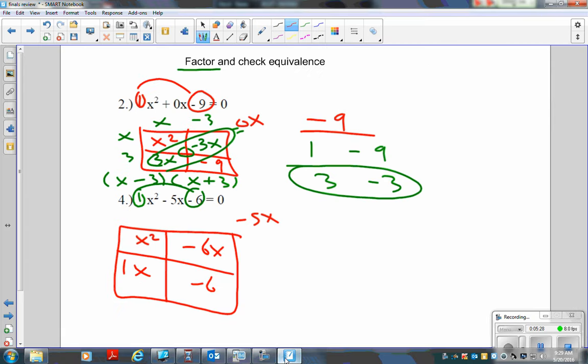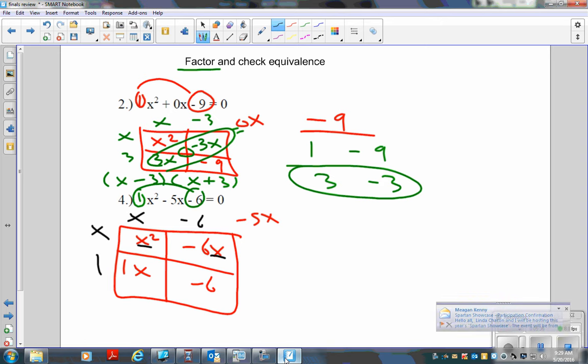And if you see what they have in common, both of these have the letter x, so x comes over here. And then x times x is x squared. X times negative 6 is negative 6x. And 1 times 6 is, the answer is x minus 6, x plus 1.